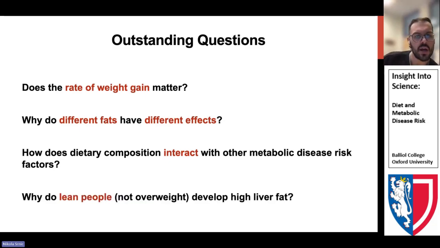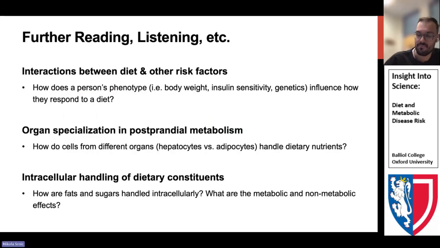And then we've been mostly talking about people who are overweight or obese, but people who are lean or have a normal body weight develop high liver fat as well. Why do they develop it, even if they don't have that extra fat tissue or they're not consuming a hypercaloric diet? Is there something about their skeletal muscle? Is there something about their genetics that causes this lean, fatty liver disease phenotype? These are all things that people are trying to pull apart and understand, and it's where the field is going. If you've been interested in my presentation today, these are things you can go on to continue reading and continue learning.